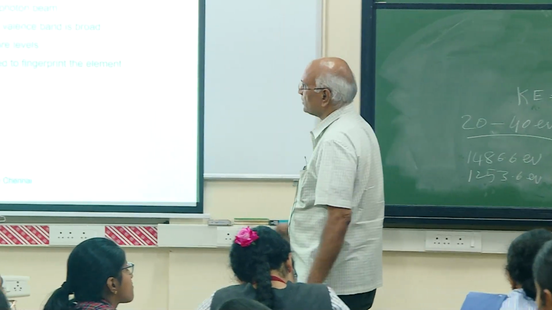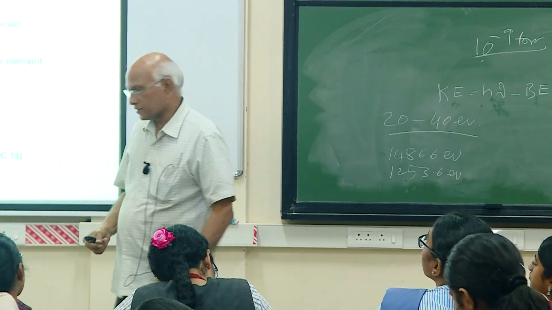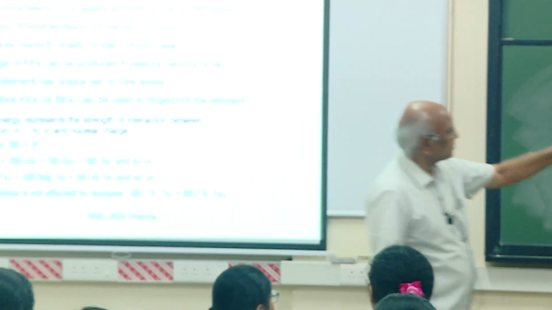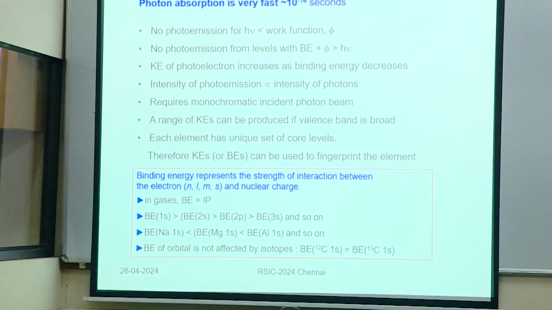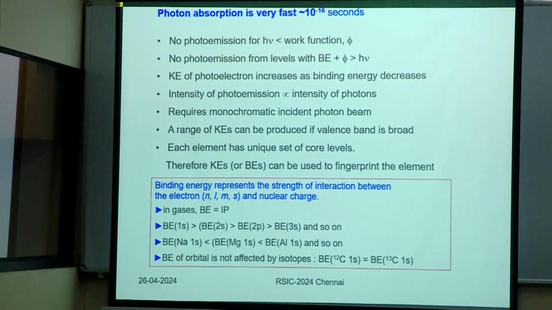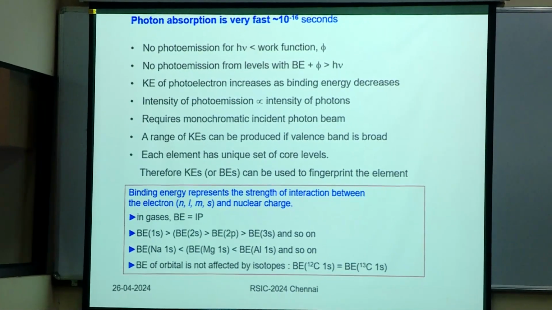Okay, all right. Now let's look at this. Now you understand many things. Now here, if you see, binding energy represents the strength of interaction between electron and nuclear charge. Obviously, right? Yes or no?